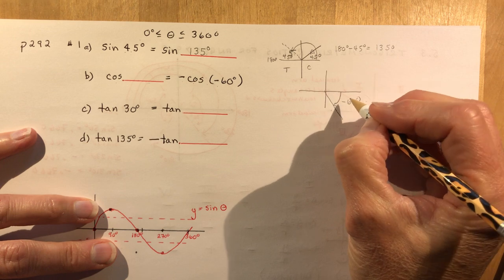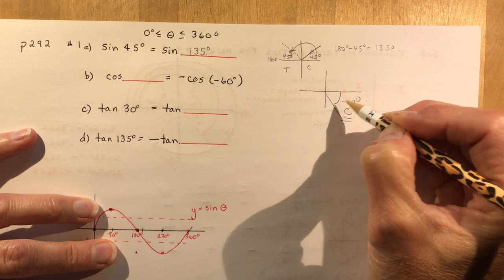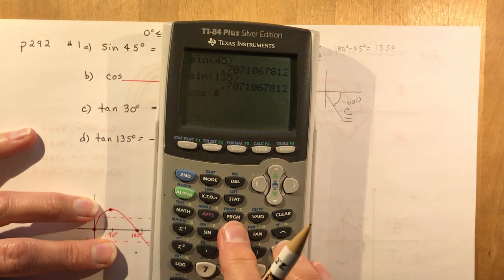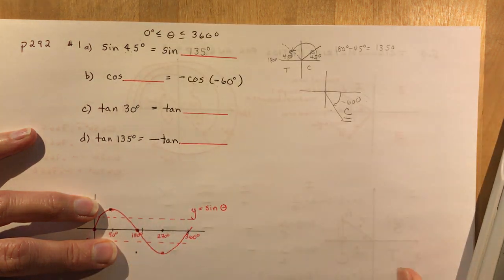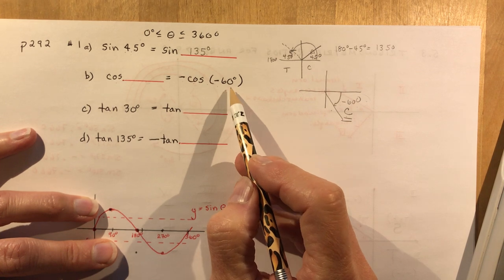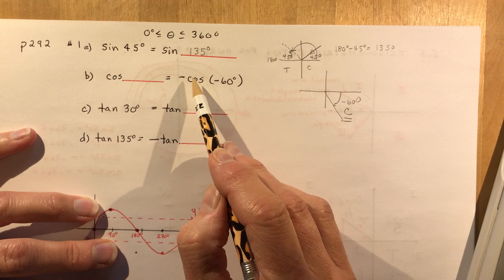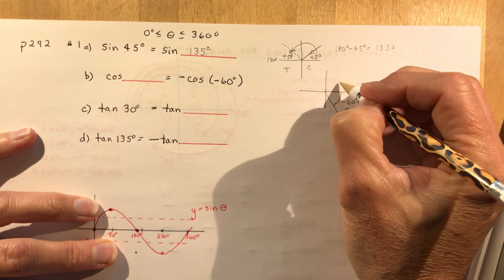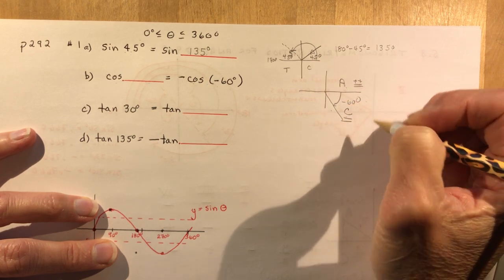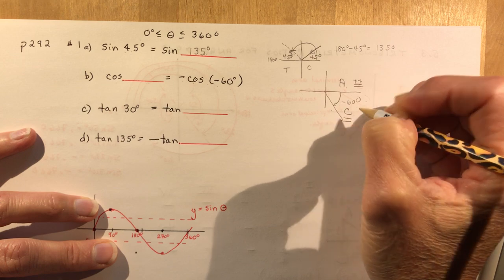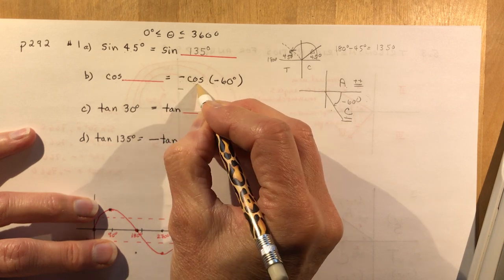So write the CAST rule on here. So C. So that means when I take the cos of negative 60, I'm going to get a positive answer. And you can double check that. Look, 0.5. The cos of negative 60 is 0.5. But I want the values for cos that would give me the negative 0.5. So you know it's not going to be here because everything is positive here. Everything, right? And here my cos was positive. So I want the negative of the positive, right? This is negative cos of minus 60.